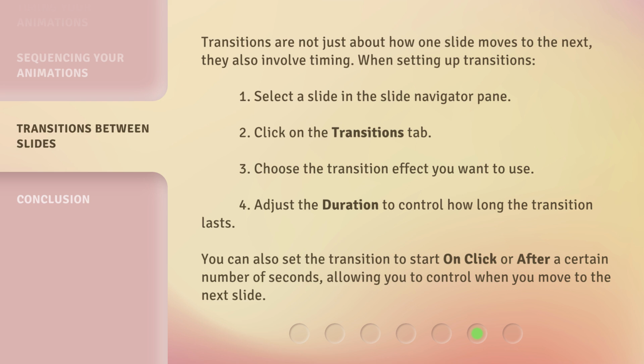4. Adjust the duration to control how long the transition lasts. You can also set the transition to start on click or after a certain number of seconds, allowing you to control when you move to the next slide.